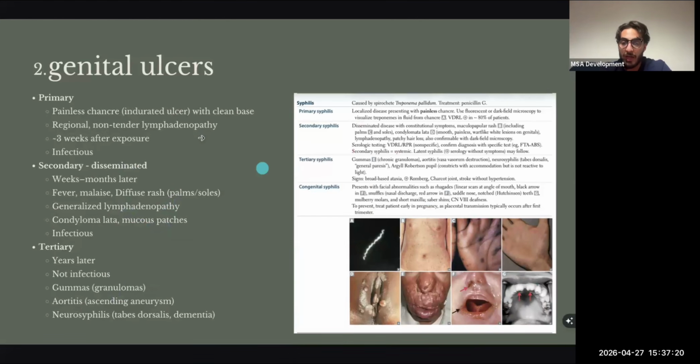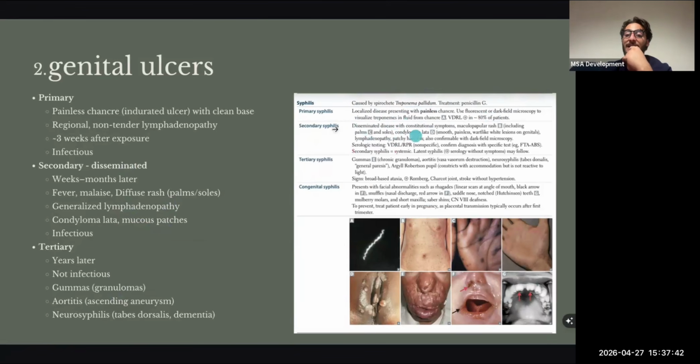So just to zoom in on each one of these, again, syphilis is caused by the spirochete Treponema pallidum, and you treat it with penicillin G. This is very important to know. Okay, so primary syphilis is a localized disease, just one painless chancre. You use fluorescent or dark field microscopy to visualize treponemas in the fluid.